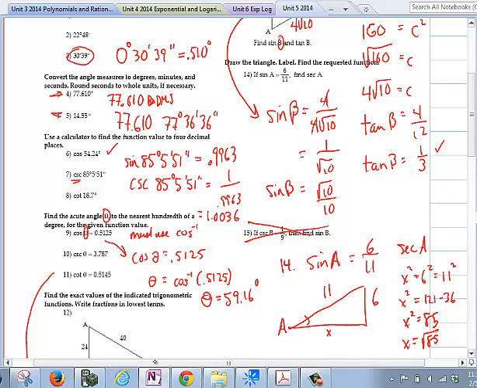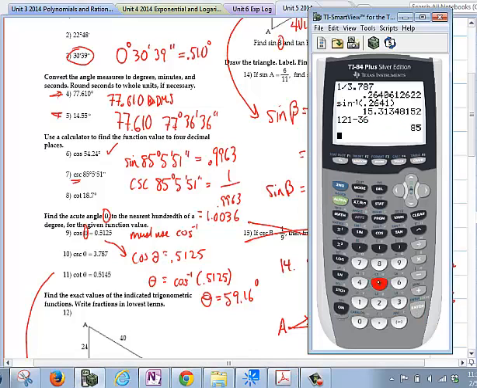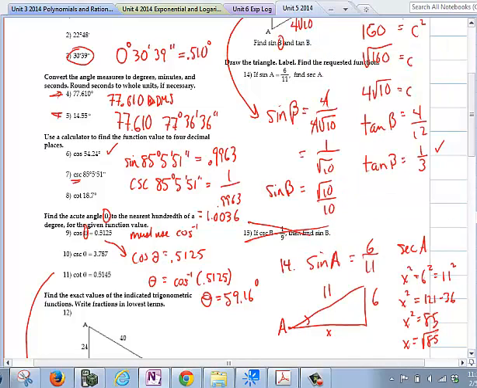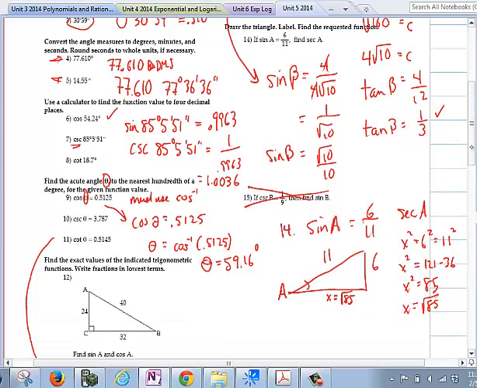Let me just check that. So I'm trying to simplify the radical. So that has no, because those are both prime numbers. Root 85 is the best we can do with that number. So then when we find, as it said here, find the secant, I'm sorry. Yes, find the secant of A.